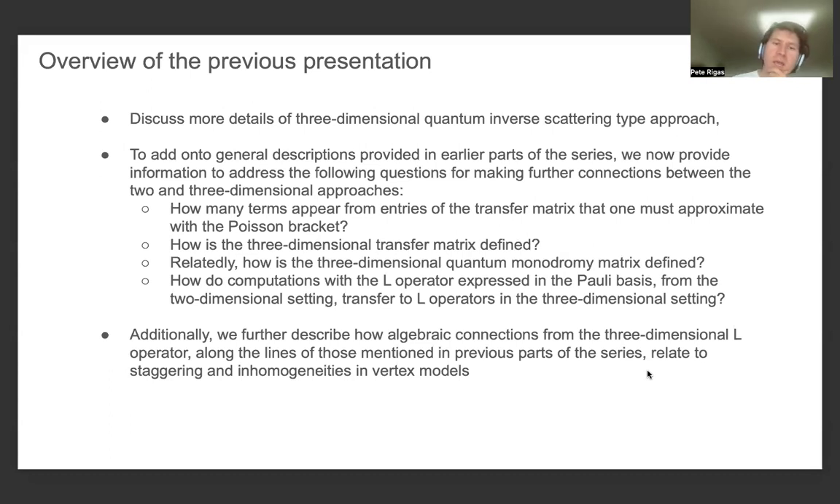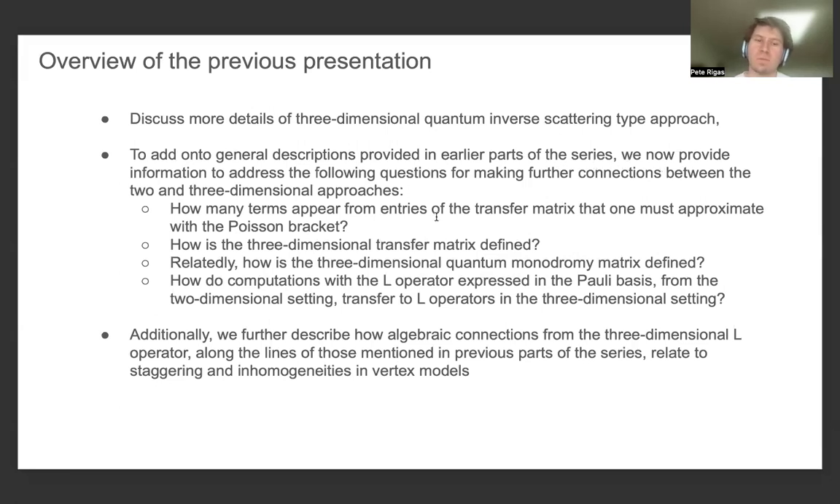presentations in this series, in which we wanted to provide more details for the three-dimensional quantum inverse scattering type approach, and to add on to general descriptions that were provided in earlier parts of the series, beginning from the discussions in integrable probability that we began the series with.